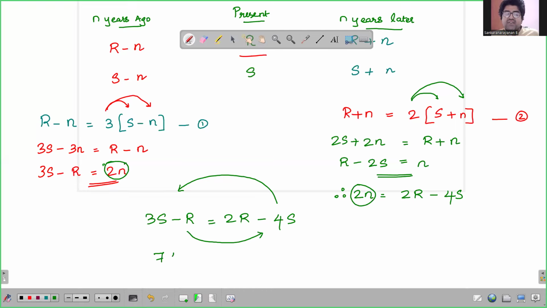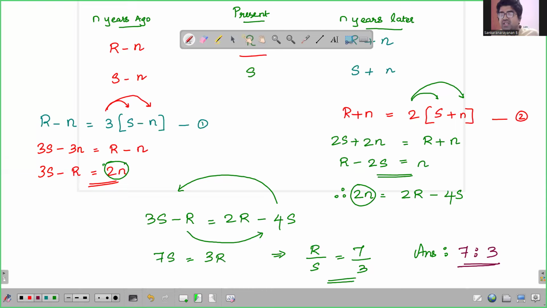I can see that 7s is equal to 2R plus R, that is equal to 3R. This gets me R upon S, which comes here as 7 upon 3. They are asking us to find the ratio of the percentage of these two people, the father and the son. The answer will come as 7:3. This is the choice that I am going to make.